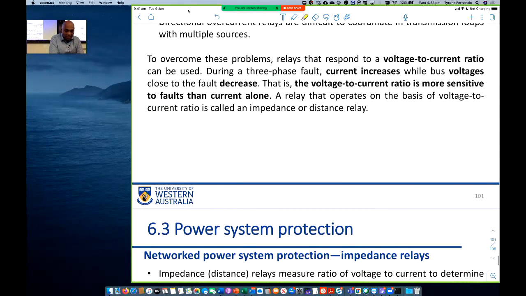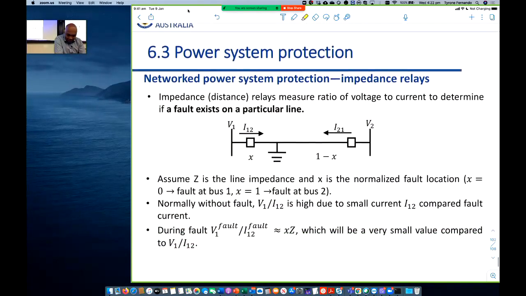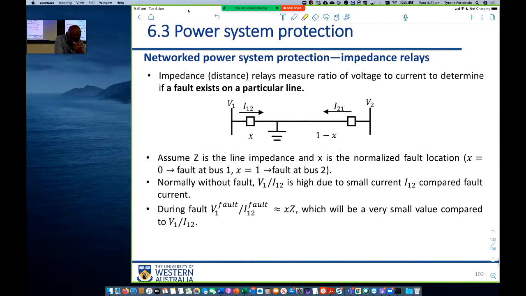It's called an impedance relay as well, and they are also called distance relays, because impedance also depends on how far down the line the fault occurs, because impedance changes with distance. So impedance distance relays measure the ratio of voltage to current to determine if a fault exists on a particular line.